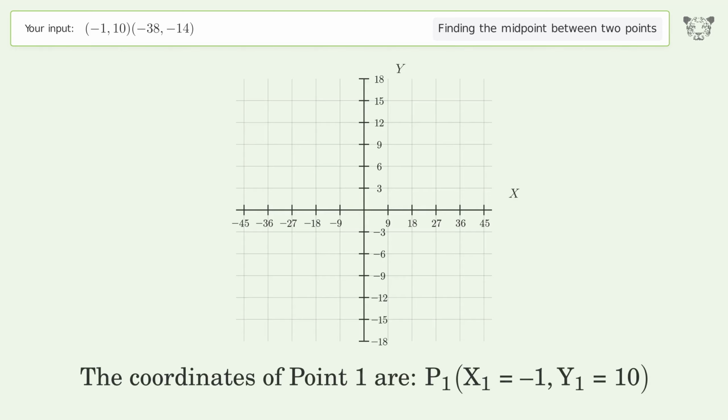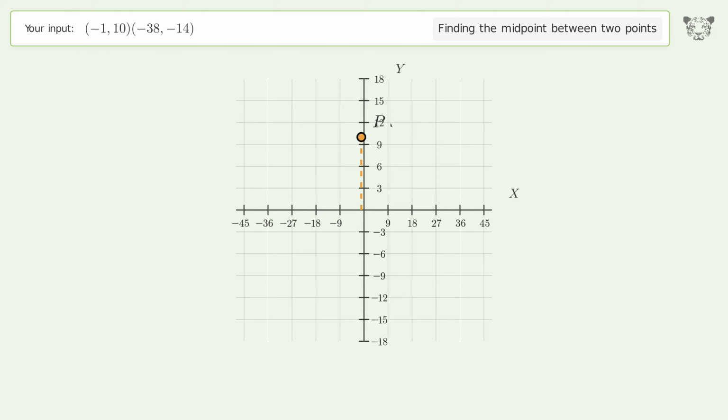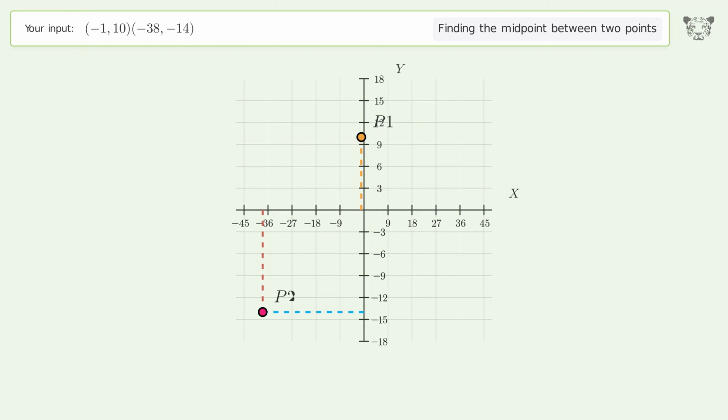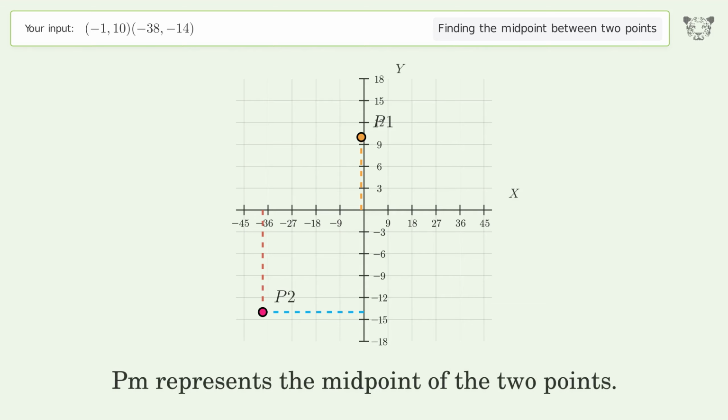The coordinates of point 1 are, x1 equals negative 1, y1 equals 10. The coordinates of point 2 are, x2 equals negative 38, y2 equals negative 14. PM represents the midpoint of the 2 points.